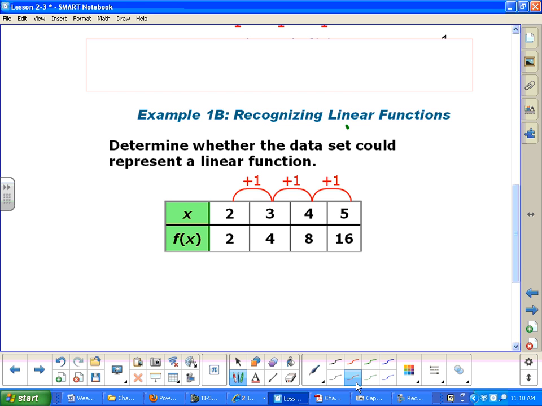So the first difference, so we're going to subtract all of these, starting with the farthest one down and working our way back. 16 minus 8 is 8. 8 minus 4 is 4. 4 minus 2 is 2. Since those are not the same, this is not linear.